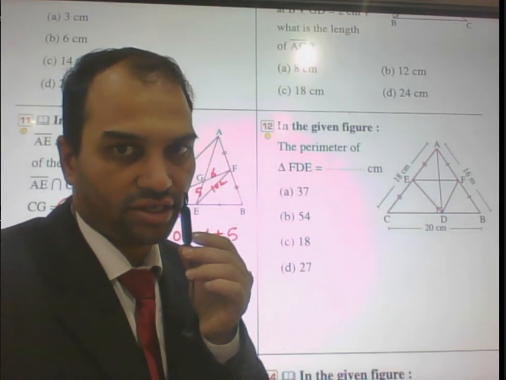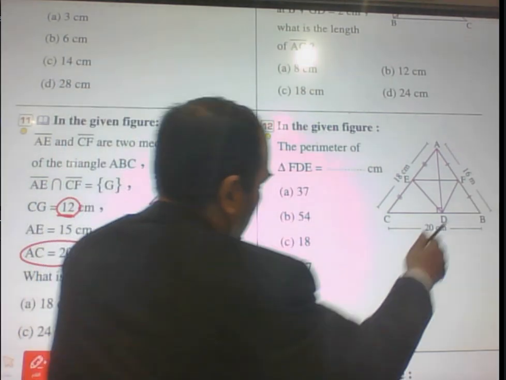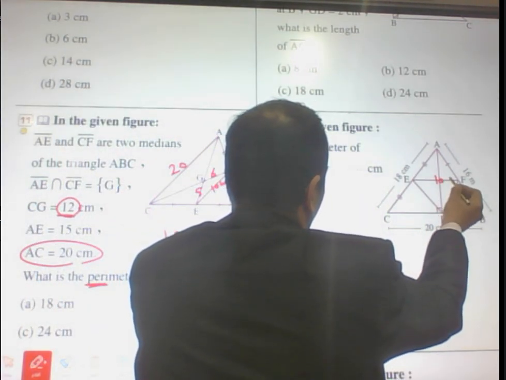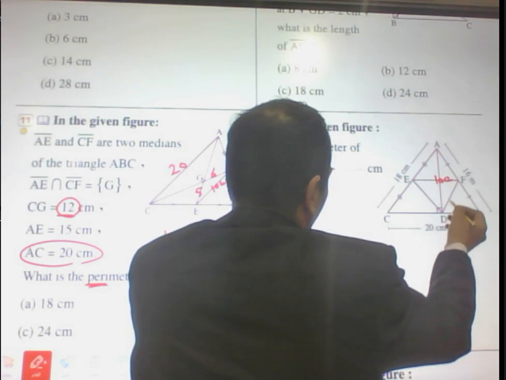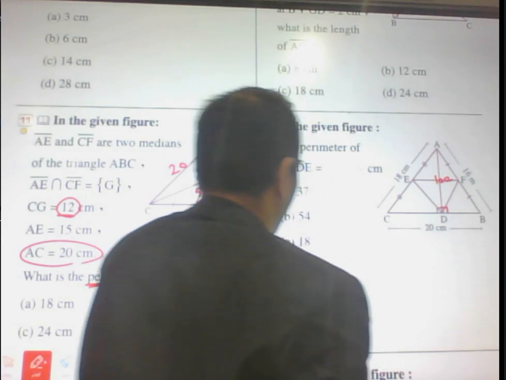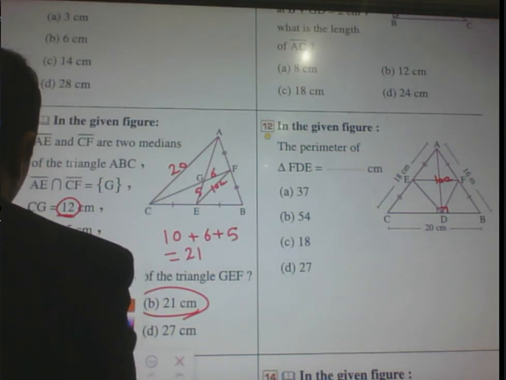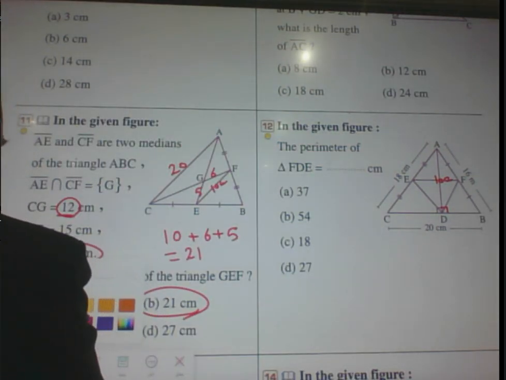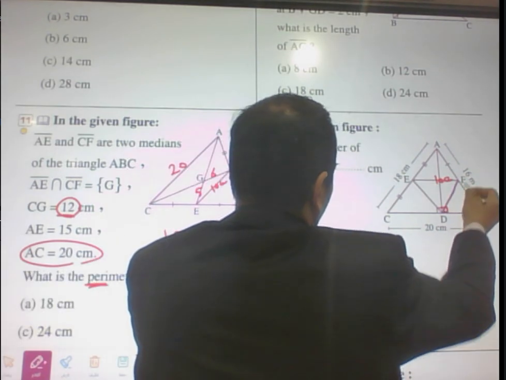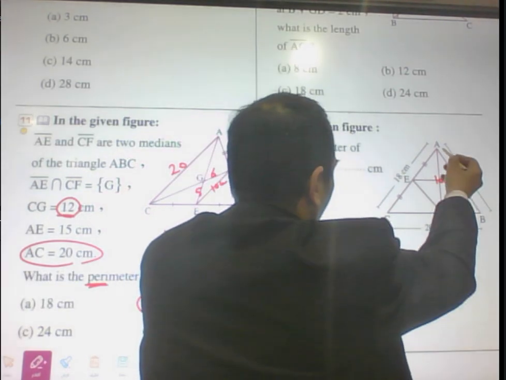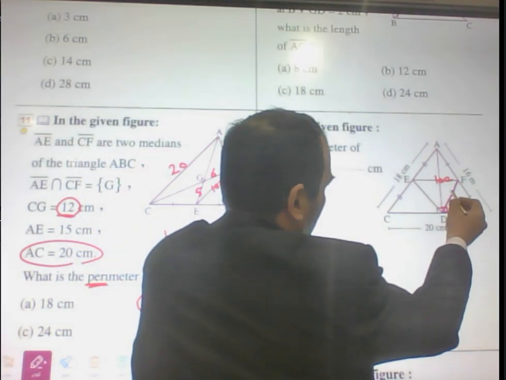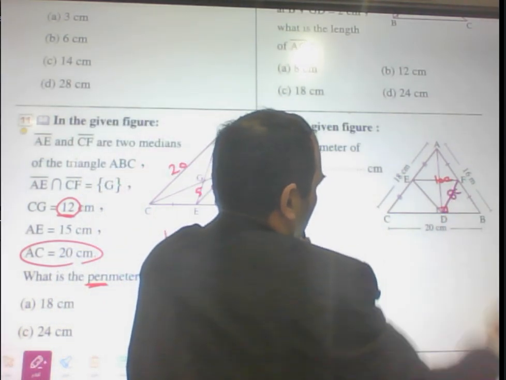Okay, my students, next question. Look at here. EF is the mid segment. The length of EF is half of 20, which is 10 centimeters. And look at here. We have a right angle triangle. AD is perpendicular to DB, so DF here is the median. The median of a right angle triangle is half of the hypotenuse. EB is the hypotenuse. Half of 16 equals 8 centimeters. This line segment will be 8 centimeters.